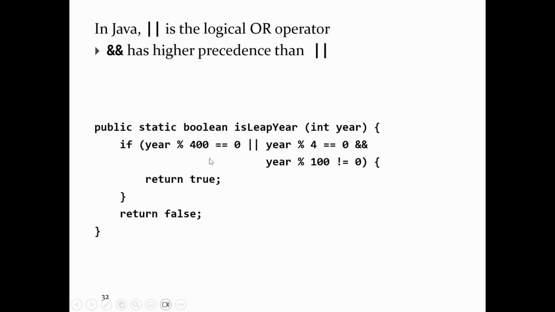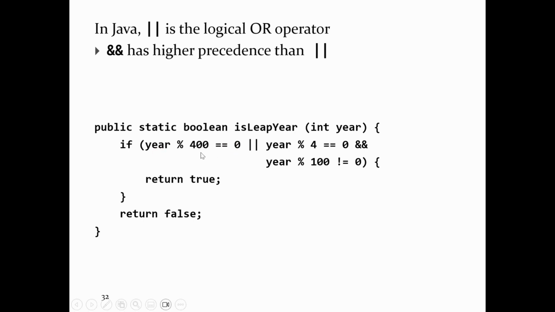Okay, so how do you write that as a condition? Is the year evenly divisible by 400? Java's percent operator is the remainder operator, similar to Python. There are some subtle differences between the two, but they behave more or less the same. Percent 400 means take the value, divide it by 400, and return the remainder. So if the remainder is 0, you know that it's evenly divisible by 400.